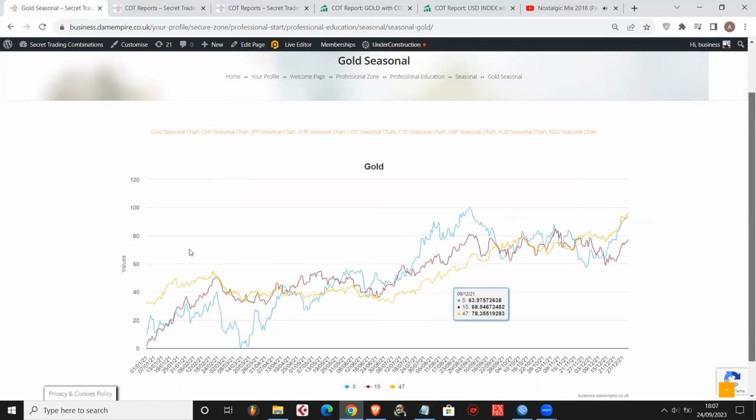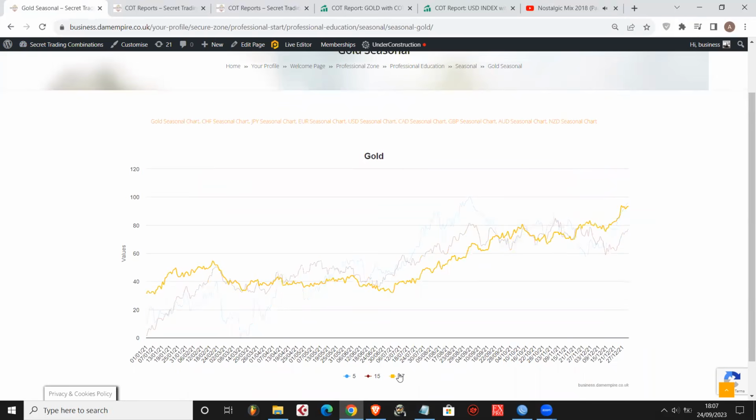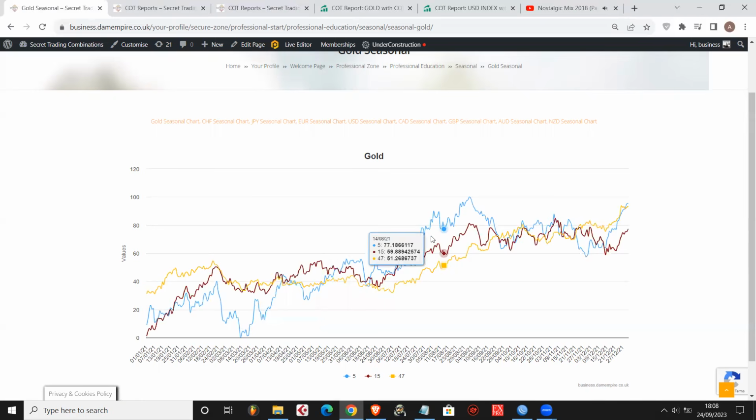Now, for the guys that are new, this blue is 5 years, this is 15 years, red is 15, and yellow is 47 years. That's the average price movement in those years listed. The way we use this is wait for times that all three align like this and there are big moves. We don't go in when one is saying down and one is saying up. We want them all to be facing the same direction, like so, or like so. We don't really trade where they're consolidating. We only trade where there's a clear pattern.